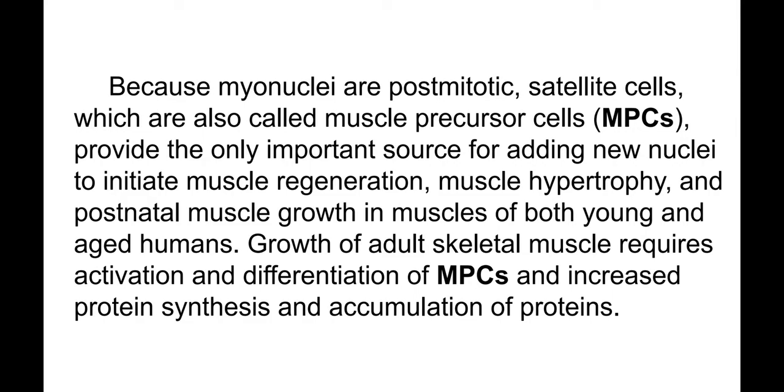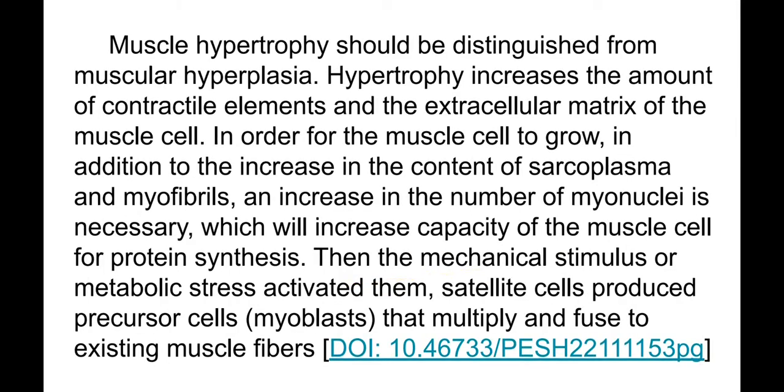Okay, and then for growth of the muscles, it requires activation of these satellite cells. Okay, then what do we go to next? Again, we have to distinguish muscle hypertrophy from muscular hyperplasia. Hypertrophy is an increasing amount of contractile elements and extracellular matrix of every individual muscle cell. And in order for the muscle cell to grow, in addition to the increase of the content of sarcoplasm and myofibrils, an increase in the number of myonuclei is necessary.